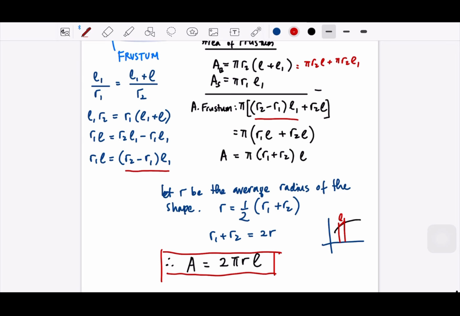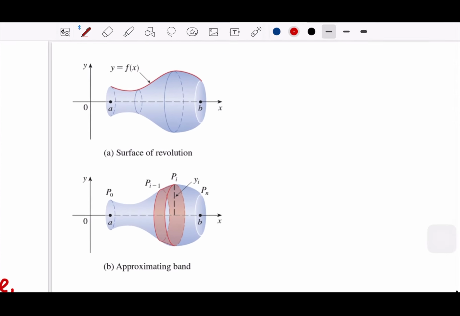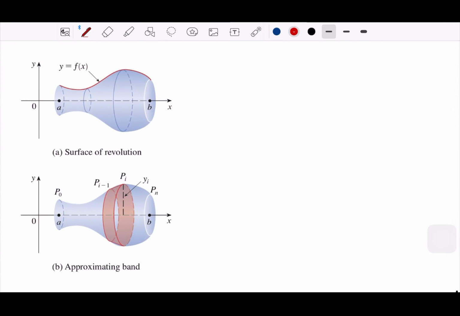Okay, now if you look at this image here, let's say that this is our curve, and we rotate that curve, and we want to find the area of the resultant surface. This one. And the way we do it, we slice, and let's just make some points here.